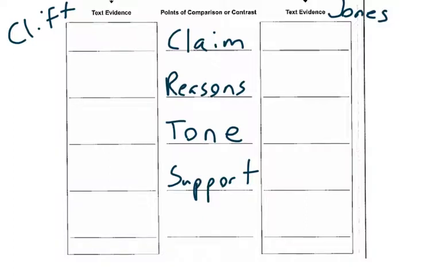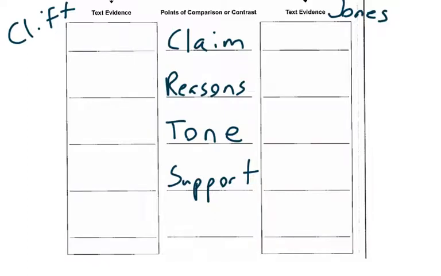So the first thing that I want to compare is the claim that they make. So we're going to be comparing Clift and Jones. Clift is going to be on the left, and Jones is going to be on the right. So what is different about the claims or the points of view that they have? Now these are just the ones that I decided to use. You could come up with different points of comparison. It is up to you.